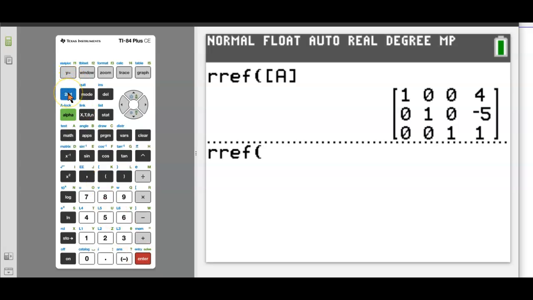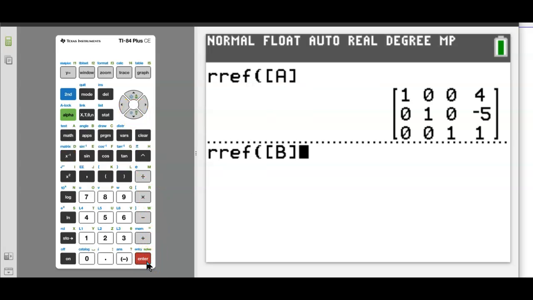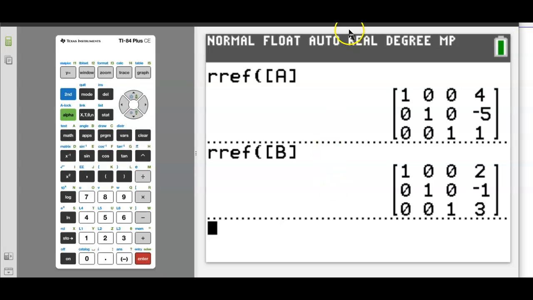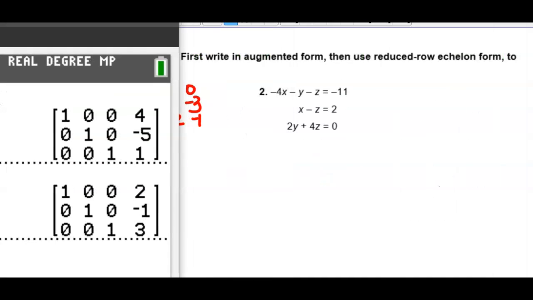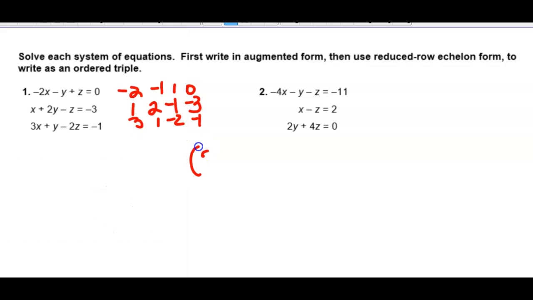Now this time I put it in B, so I'm going to go second matrix and down to choice B. And then hit enter. I just wanted the name on the screen. So this time my solution is 2, negative 1, 3. Make sure you don't have any weird rows in there, but they clearly say x equals 2, y equals negative 1, and z equals 3.